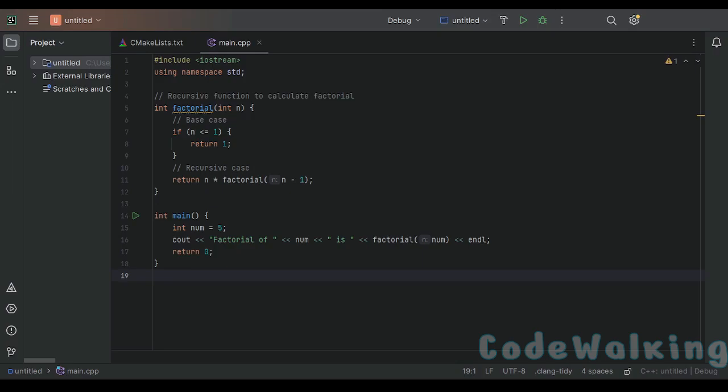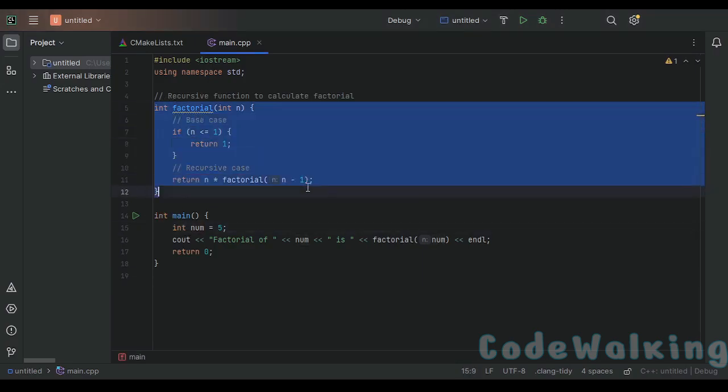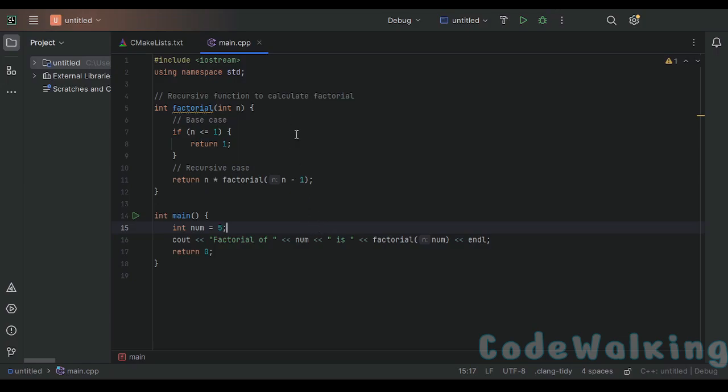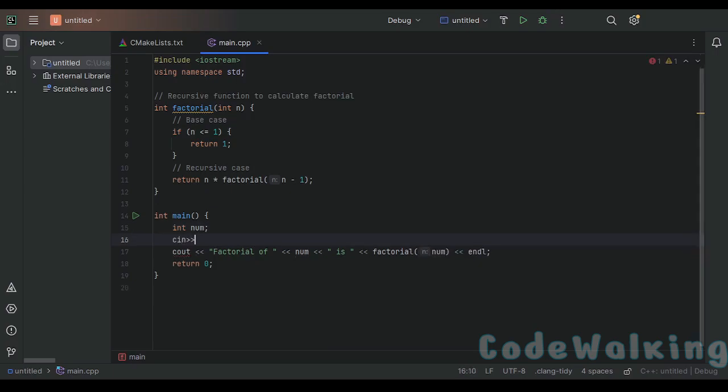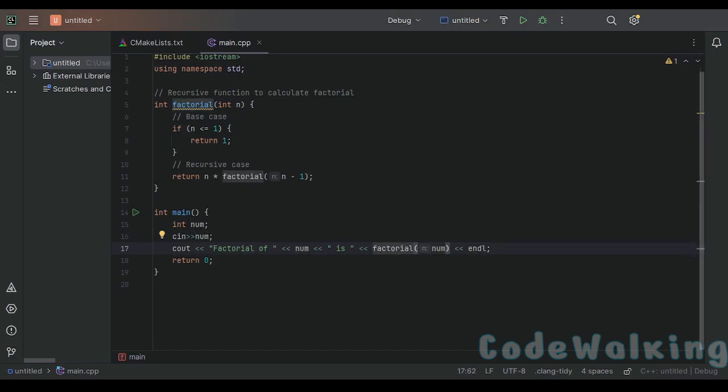So I have an example code over here that calculates the factorial of a number that the user inputs. Let me do the user input rather than just a predetermined number. Let me do this num, and then it will take it over here. Recursive functions call themselves and then give us the answer.